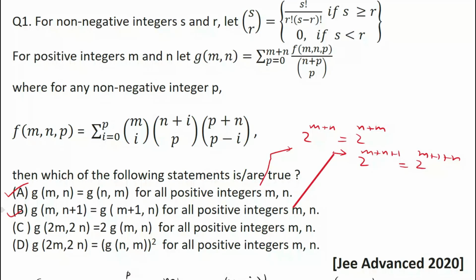For the third option, we find the left hand side is 2 to the power 2m plus 2n, which is 2 to the power m plus n whole squared, and that is g of m, n whole squared. So this is correct, and the fourth option therefore is not correct. So finally the options which are correct are options A, B and C.